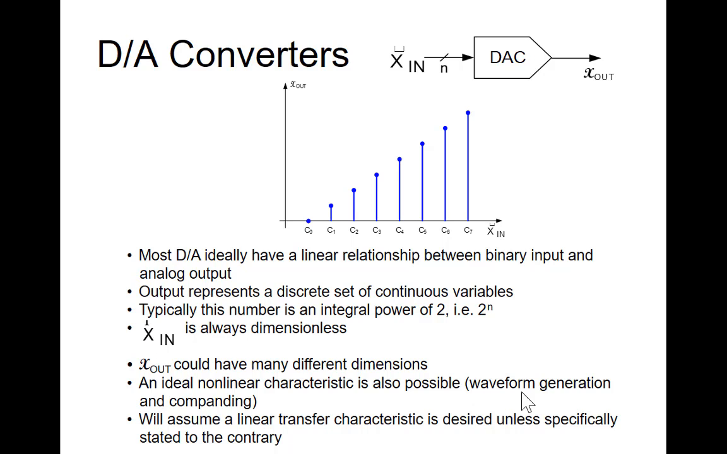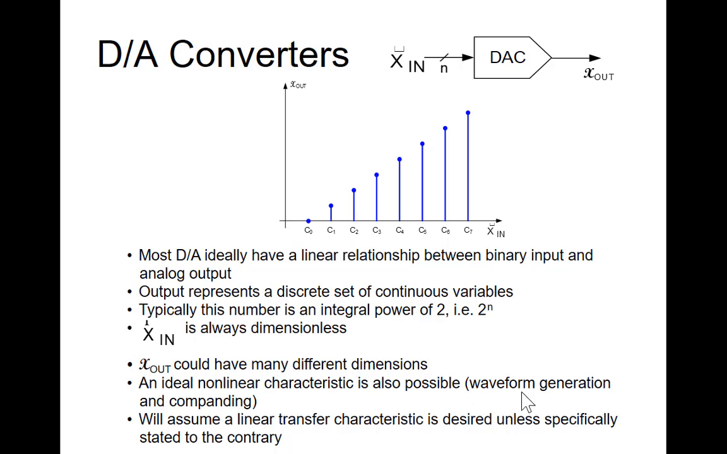I don't know why you couldn't have a DAC with 100 outputs or 50 outputs. I can see some applications where a DAC with 100 outputs might be preferable. If you're trying to build a thermometer and want a digital output, and you want resolution of 1 degree centigrade, maybe you would prefer to have 100 outputs rather than 128 outputs.